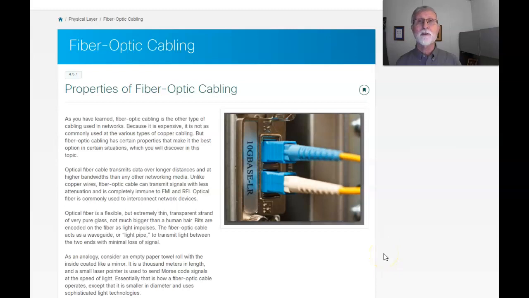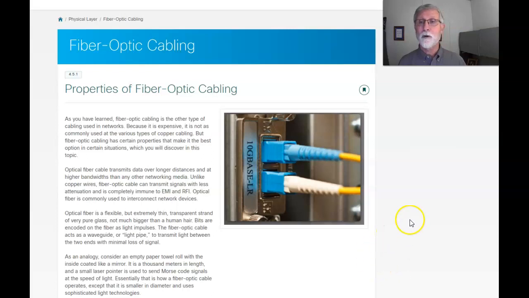All right, let's now talk about fiber optic cabling. So you've talked about the need of cable, the physical connection. We've looked at copper cabling. We talked a little bit more on the UTP details. Now we're going to look at fiber.